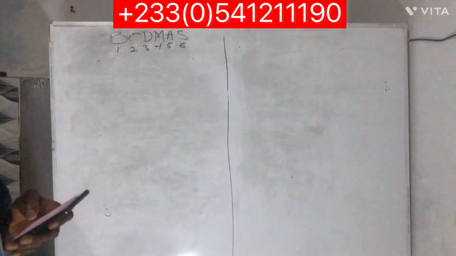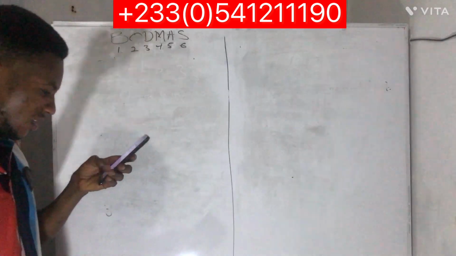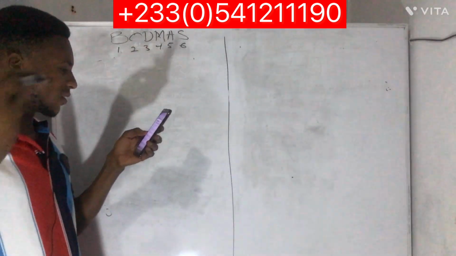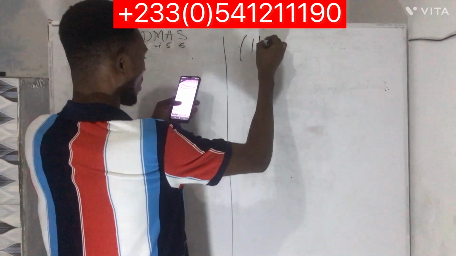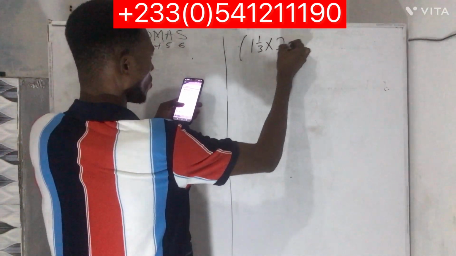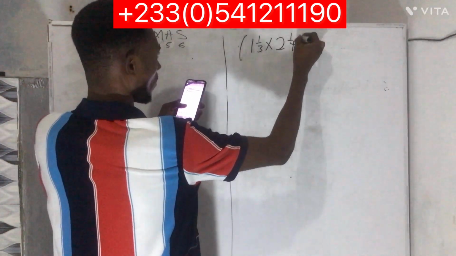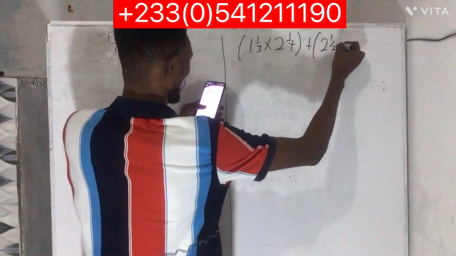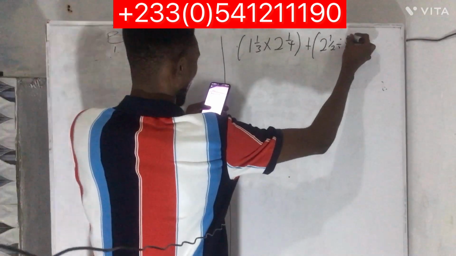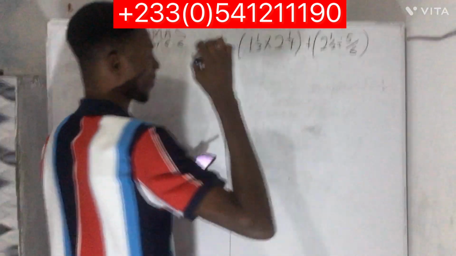We take some other nice one here. Okay, so now we have into bracket 1 whole number 1 over 3 times 2 whole number 1 over 4 bracket close plus into bracket 2 whole number 1 over 2 divided by 5 over 6. Now let's take this question.